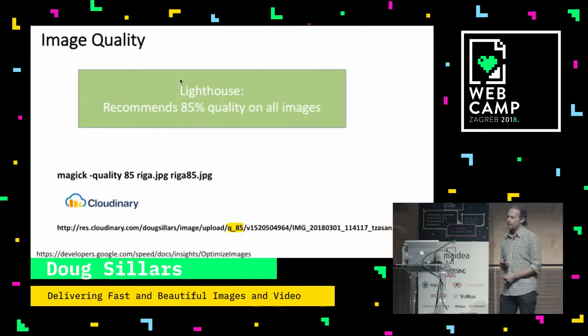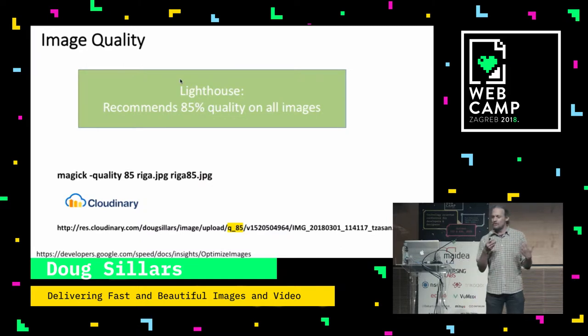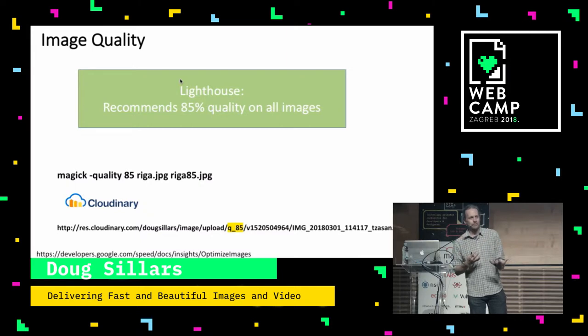So let's talk about quality first. Lighthouse recommends that you save all your images at 85% quality. When you change the quality, you're removing pixels, but in general, at 85% quality, no one can notice the difference. There are a bunch of different ways you can do that.